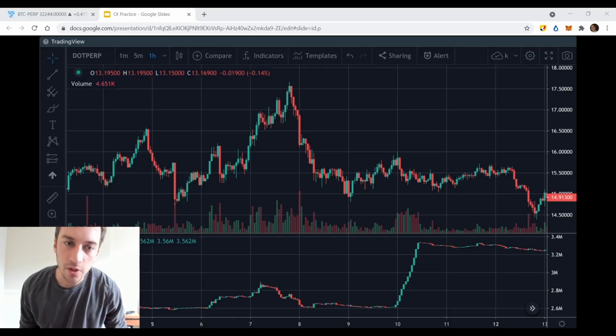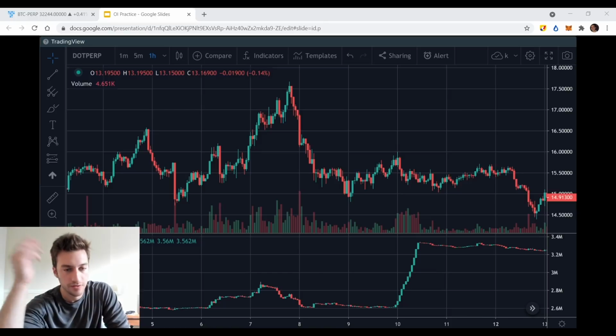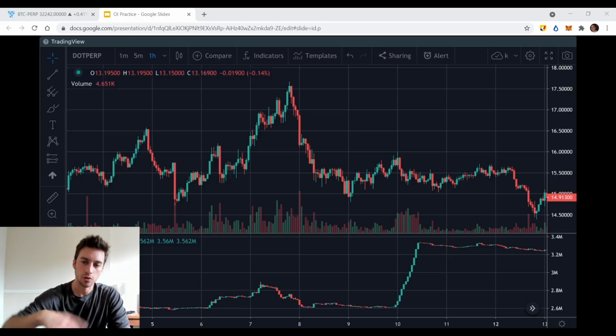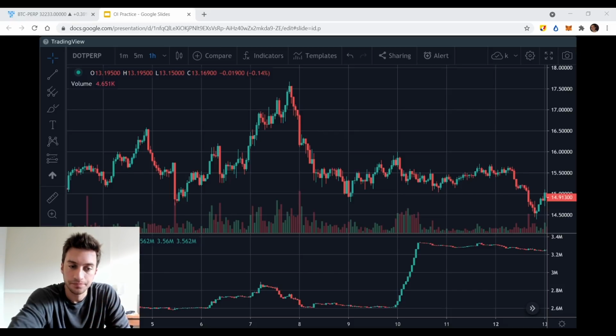Let's see. So first of all, this is DOT perp, but I want you guys to focus on just how much open interest has increased during the 10th. What does this mean? And what does this mean in context to where price is now at 14.913? Is price likely going to treat that as resistance, or is price likely going to just soar right past it? There are 2 reasons why price either tanks or rises. What are those 2 reasons?